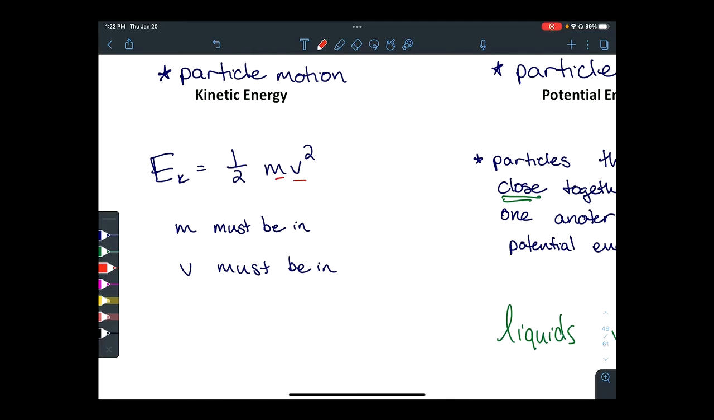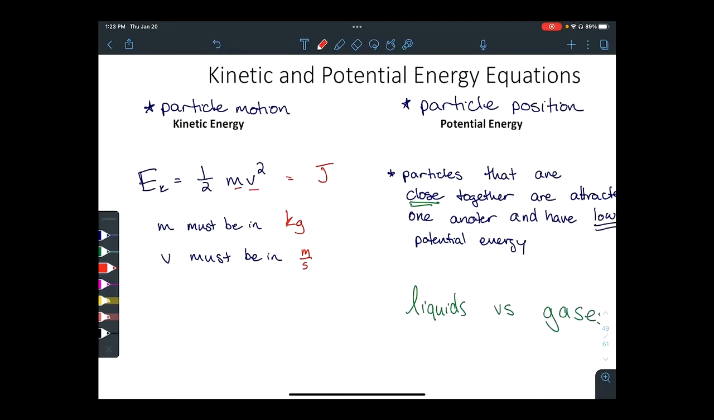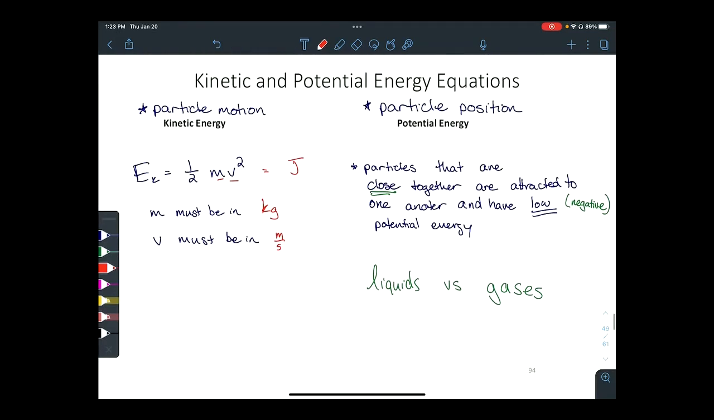Mass and velocity. So the note here, in order to use this equation, 1/2 mv squared, mass must be in the unit of kilograms, must be. You can't just put whatever mass unit you want, it needs to be in kilograms. The velocity must be in meters per second, must be. And in doing that, you get an energy value in joules. And I think we'll do a calculation on the next slide.